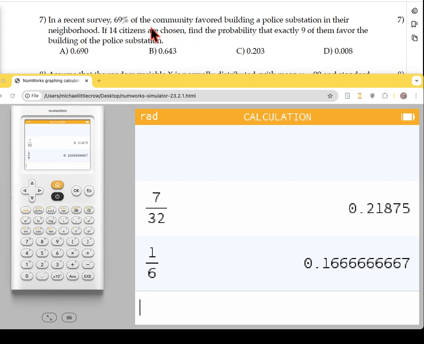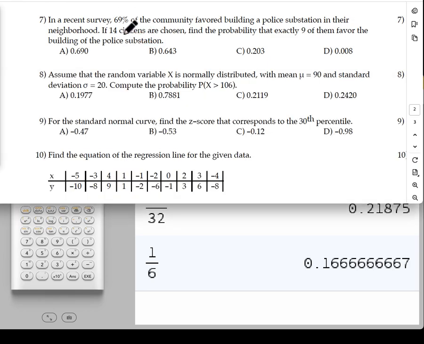Question 7. We've got a recent survey that 69% of the community favored building a police station, a substation, in their neighborhood. If 14 citizens are chosen, find the probability that exactly 9 of them favor the building. So this is going to be a binomial.